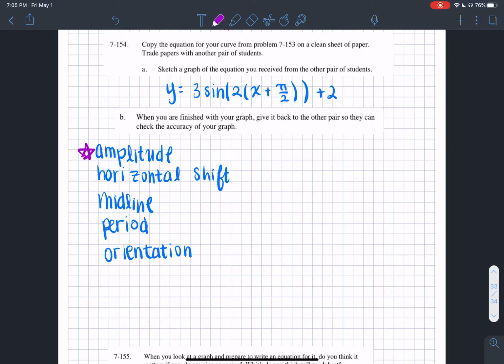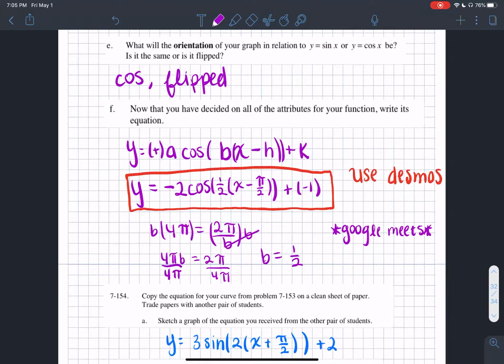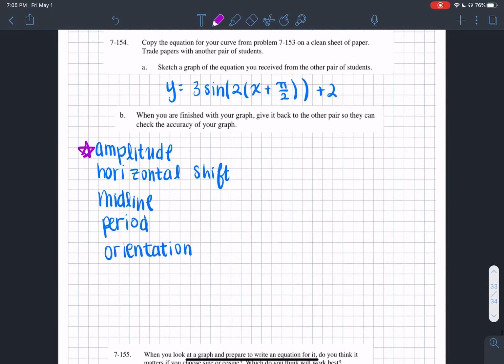Now that you've written down your amplitude, let's check if you're correct. The amplitude, if we look at the last problem that we did, was the number in front of our sine or cosine. That number in this case is 3, so that means our amplitude is 3. Now let's go ahead and write down what your horizontal shift is. Pause the video now to write down the horizontal shift.